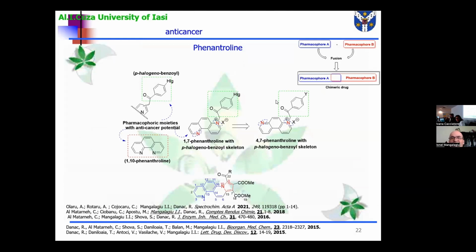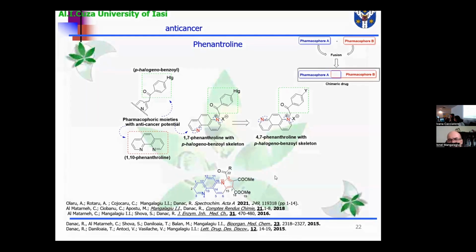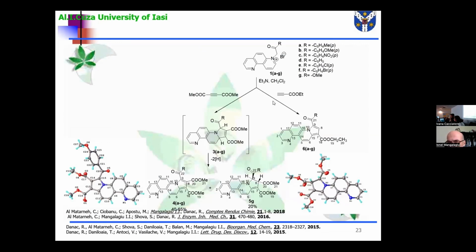Then we moved to another type of molecules using the chimeric approach, in which we were trying to combine the potential of phenanthrolene, different types of phenanthrolene, 110, 47, 46, with a parahalogeno benzoyl moiety, because in previous work we noticed that having a halogen here, especially a chloride, and to some extent a bromide also, allows our compounds to interact with some putative binding sites, and the activity of the compounds increases very much. And we obtained a compound like this one, the chimeric one, in which you have pyrrolo phenanthrolenic systems. And here are some results that we obtained some years ago.